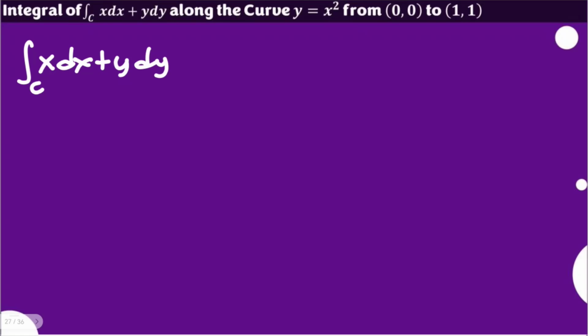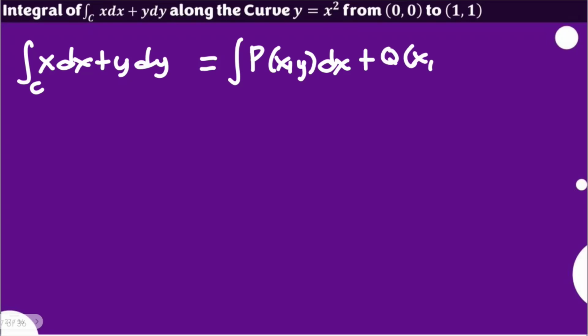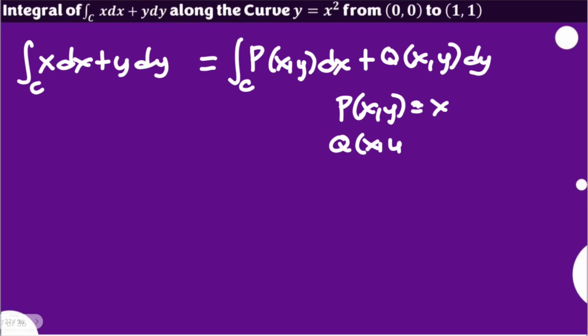Take note, this is equivalent to the integral of P of x,y dx plus Q of x,y dy along your path C. This would mean clearly your P of x,y is just x, we don't have the y component, and your Q of x,y is just y, we don't have the x component. It would be easier for us to look at it because we are just going to use x of t for x and y of t for our y. By the way, this is the complete form of the process.